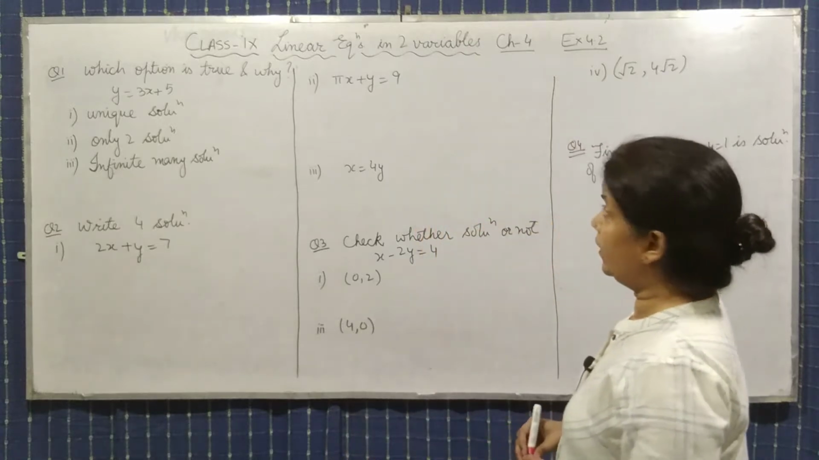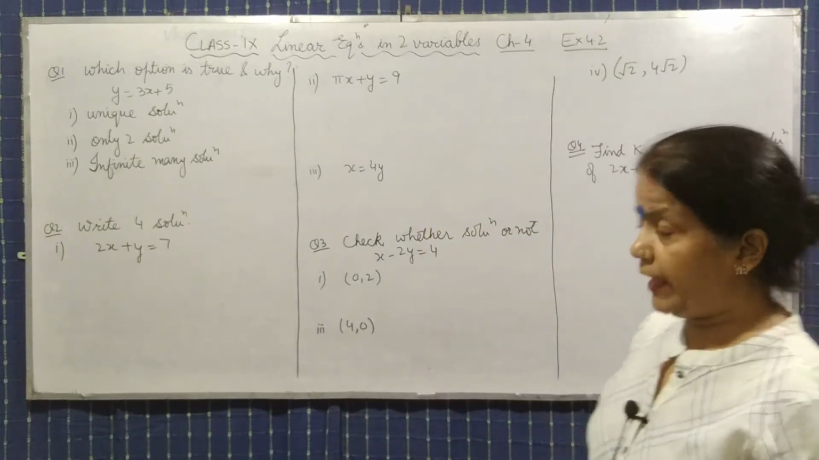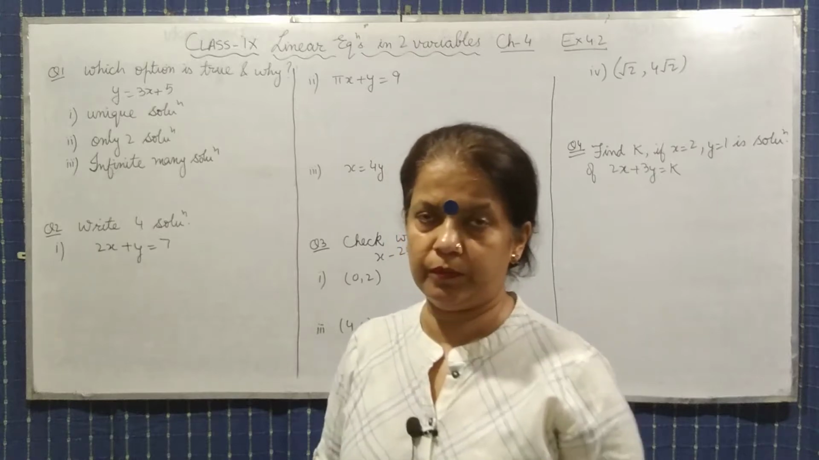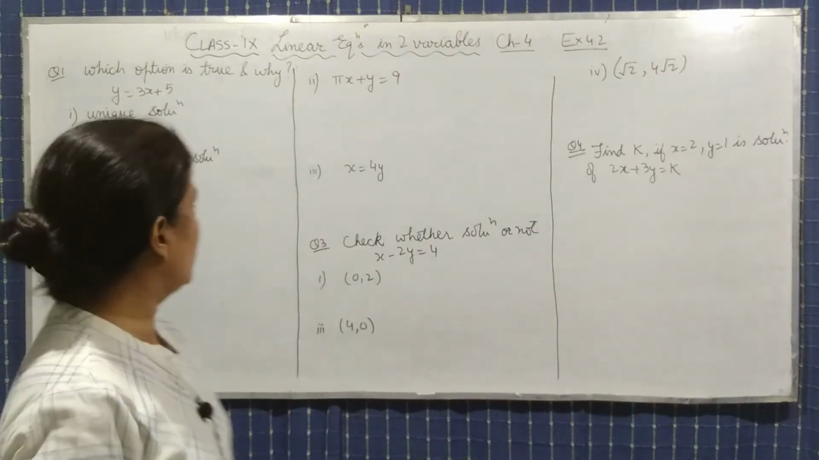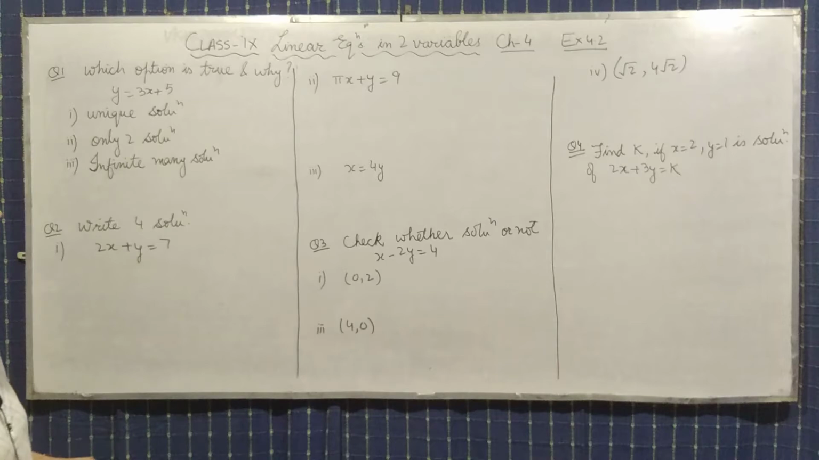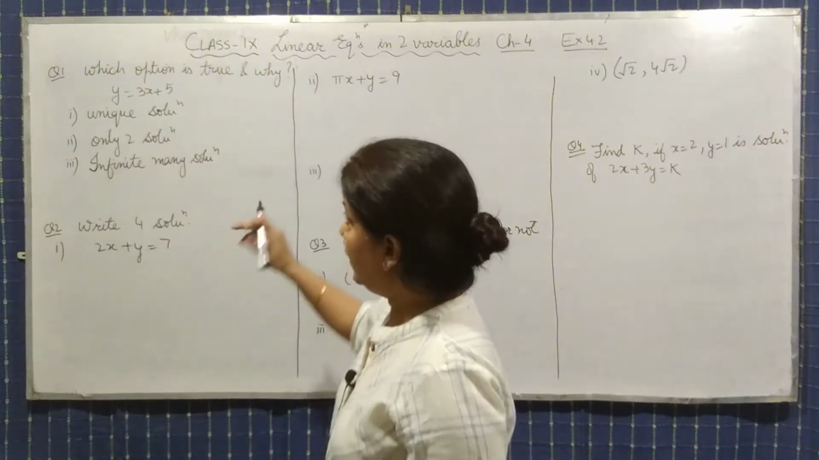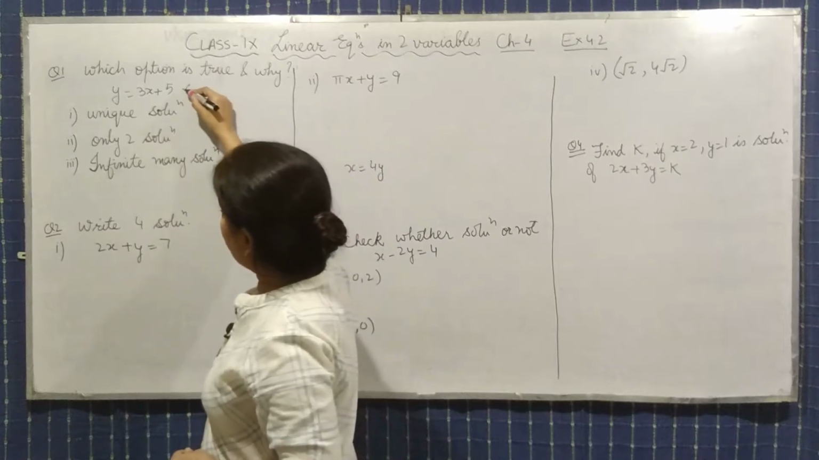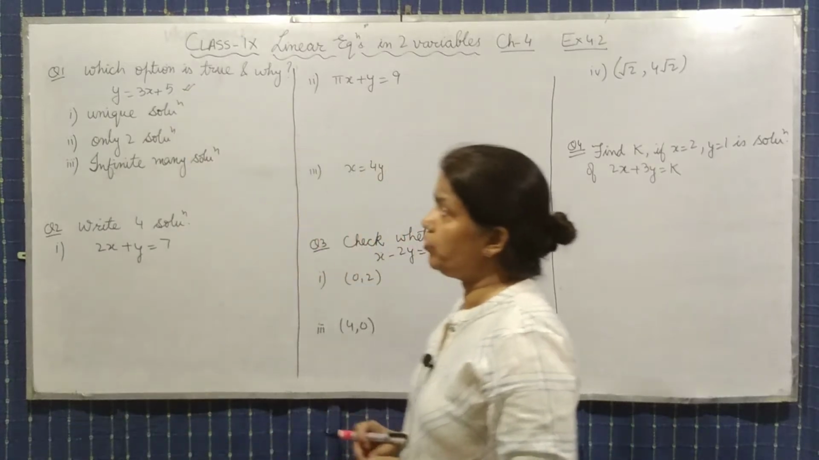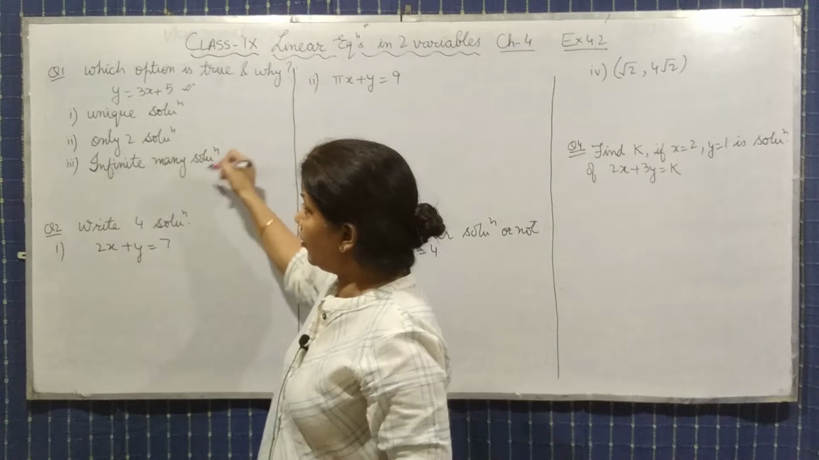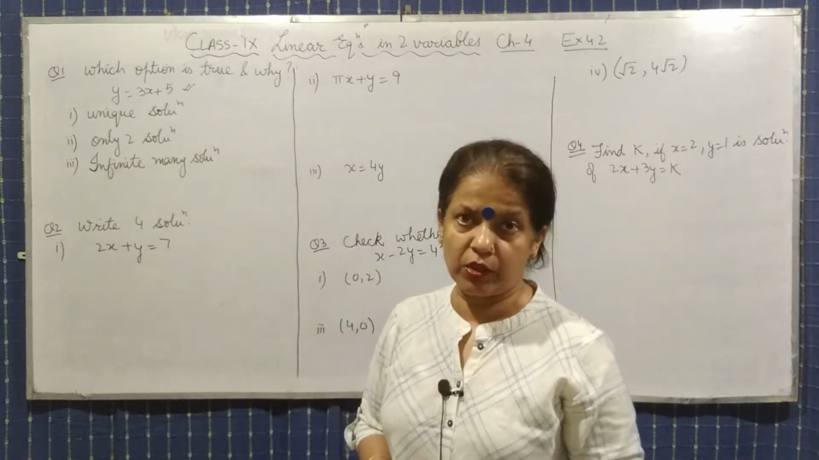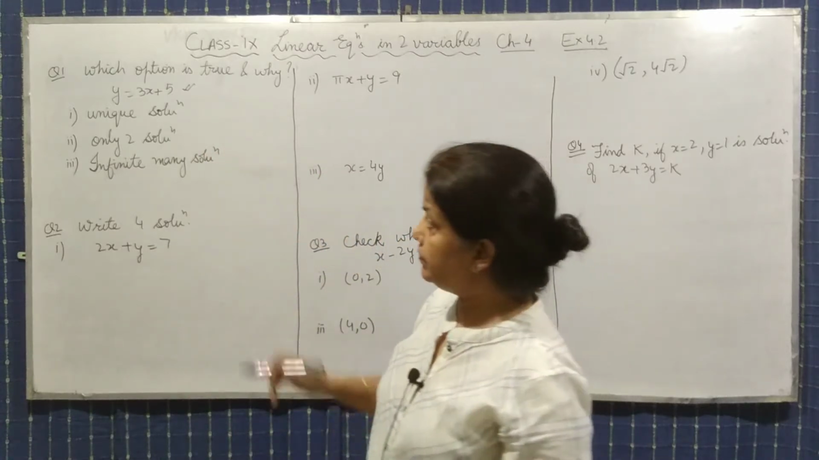In today's class, we will take worksheet 4.2. In worksheet 4.2, the first question is, which option is true and why? This is the linear equation in two variables. Now we have to see which of these three options is right, and you have to give the reason.